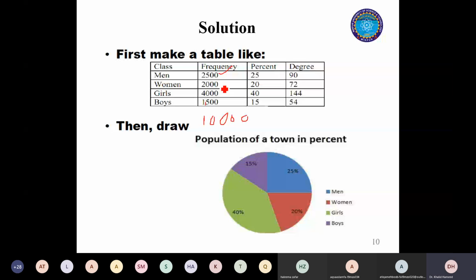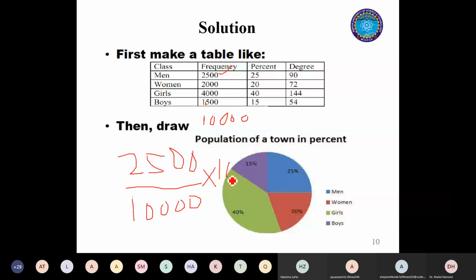And then you just need to do very simple mathematics. 2500 divided by 10,000, multiplied by 100. That's how we calculate the percentages. So it will be 2500 divided by 10,000, and then you have to multiply it with 100. And at the end of the day, you will get 25%.